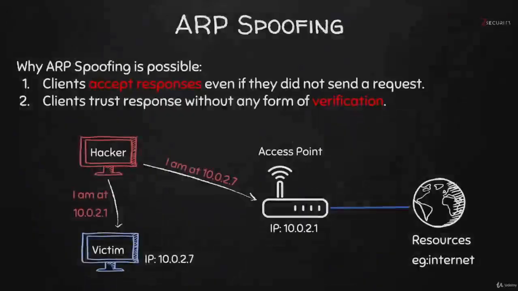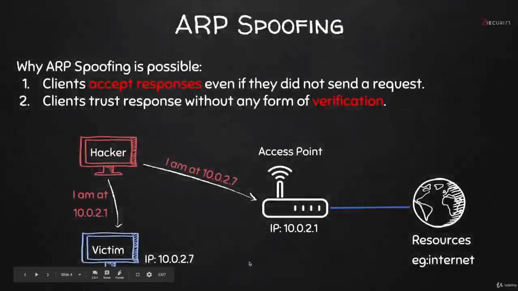Now the main reason why we can do all of this is because ARP is not secure. First of all, clients can accept responses even if they did not send a request. As I said before, we're going to send a response to the access point and a response to the victim, telling them that I am at a specific IP, without them asking who I am, or without them asking for this IP. I'm just going to send a response and they're going to accept that response anyway.